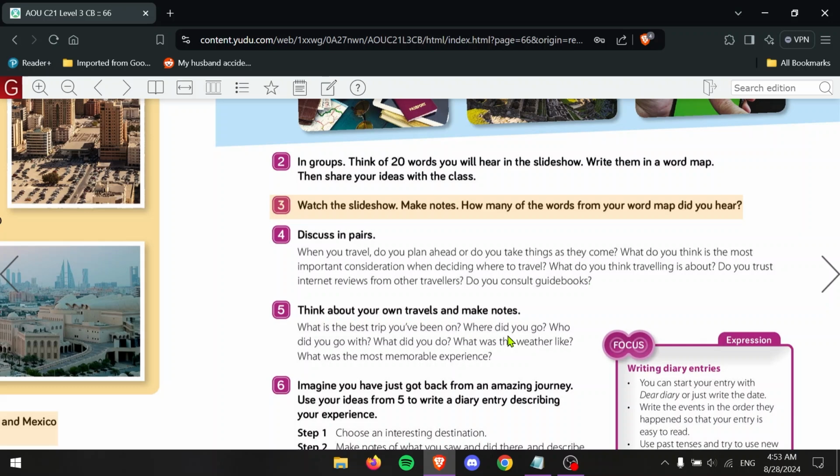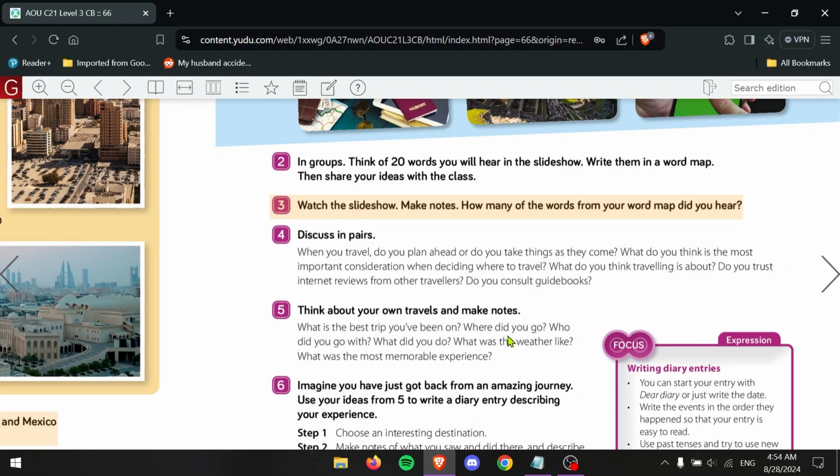So ask yourself questions like, when you travel, do you plan ahead or do you take things as they come? What do you think is the most important consideration when deciding where to travel? What do you think traveling is about? And do you trust internet reviews from other travelers? And finally, do you consult guidebooks? I'm going to go over this briefly just so that I'm a part of the discussion, so I don't just tell you what to do and then decide to move on. Briefly, let's talk about it.